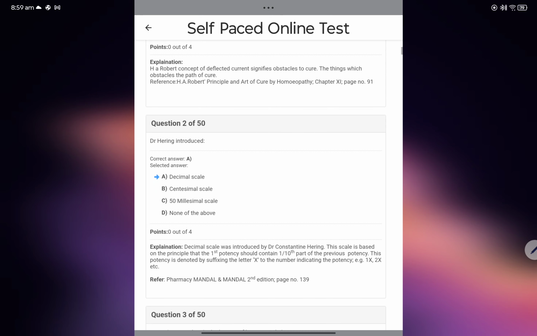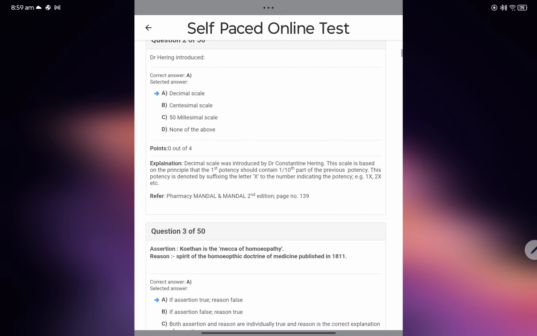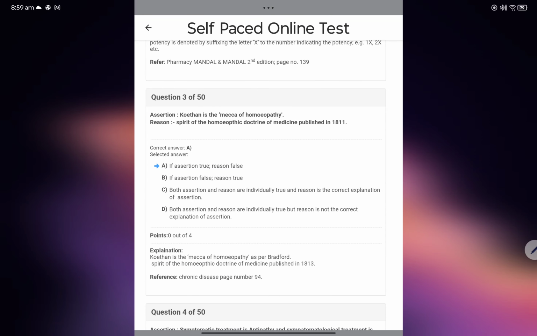Next question, Dr. Herring introduced the decimal scale. Dr. Herring introduced the decimal scale. Next question, assertion and reasoning. Coithen is the mecca of homeopathy. This is the assertion. The reason, spirit of the homeopathic doctrine of medicine, published in 1811.